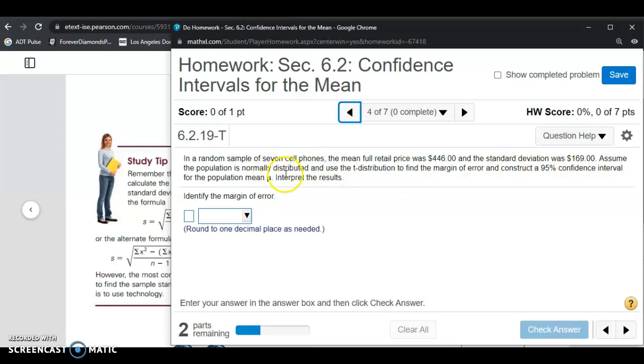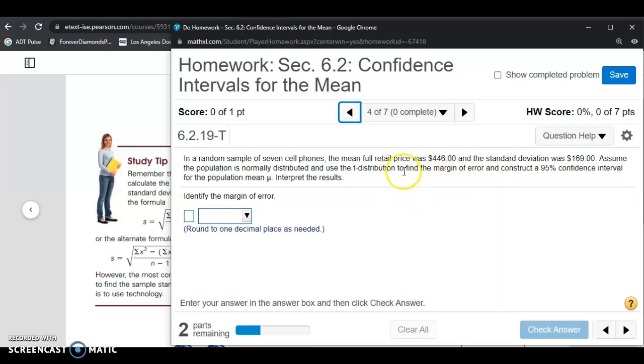So what that means is that the population of the prices of these cell phones, when you graph them, forms a normal curve. So we're assuming that all of these assumptions are met. If they are, we can go ahead and construct the interval using the method in this section.